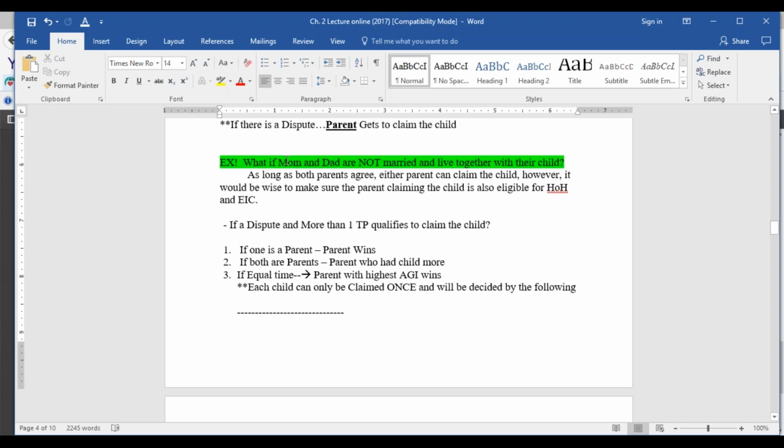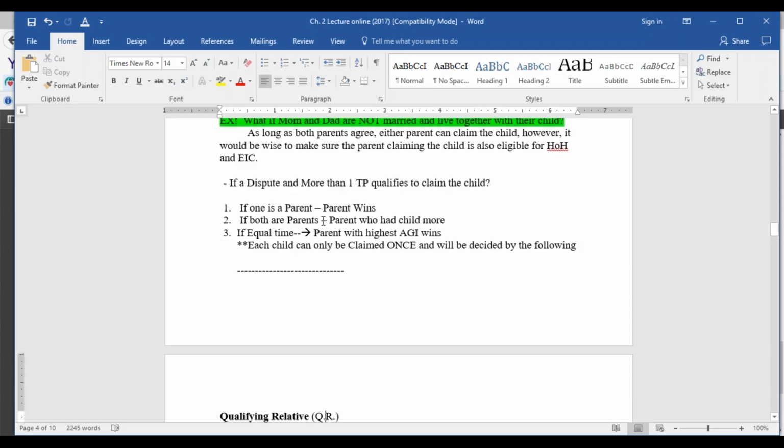Now, if there's ever a dispute, say mom and dad are not married and they don't get along that well, and they both want to claim the child, well, these are the tie-breaking rules. If either one is not the parent, then the parent would win. If both of them are parents, the parent that had the child living with them more time would win. And then finally, if they both happen to have the child exactly equal, 50% both, then the one with the higher AGI wins.